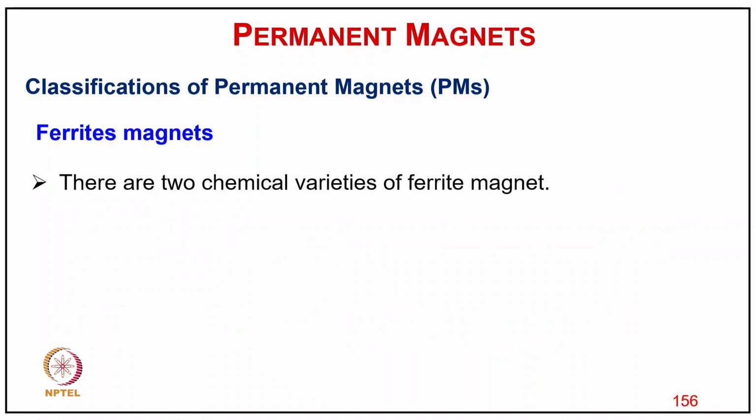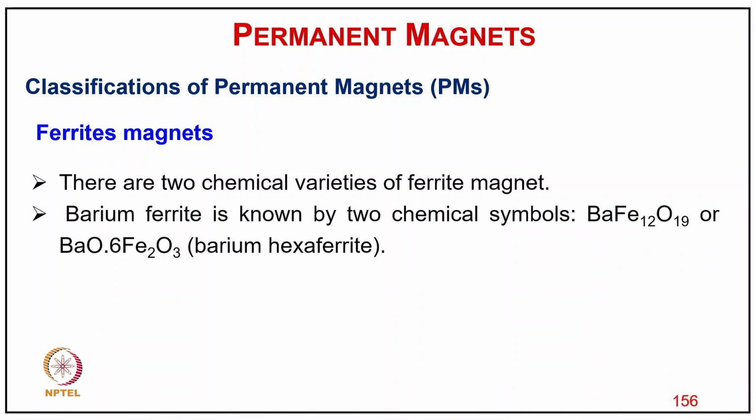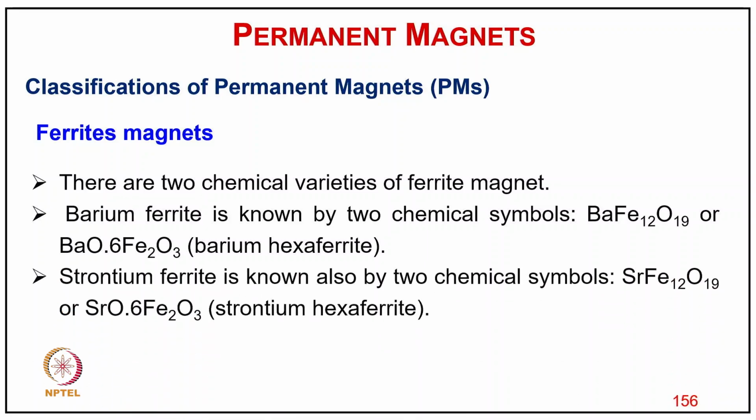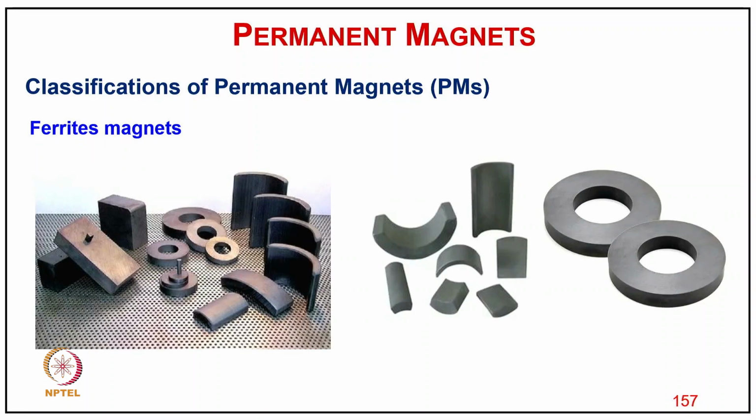So for this ferrite magnet, there are two chemical varieties. Barium ferrite is also known by two chemical symbols, typically BaFe12O19 or BaO6Fe2O3, and strontium ferrite is also known by two chemical formulas, SrFe12O19 or SrO6Fe2O3, and these are the typical shapes of ferrite magnets.